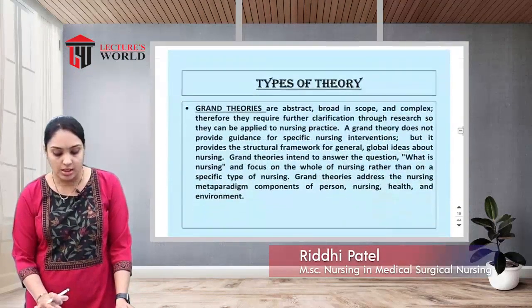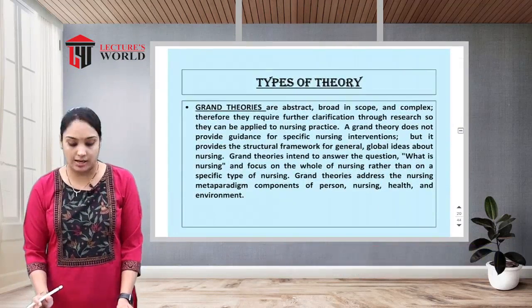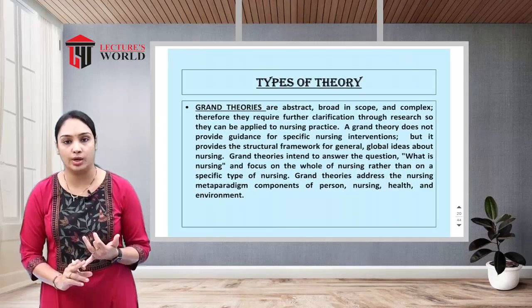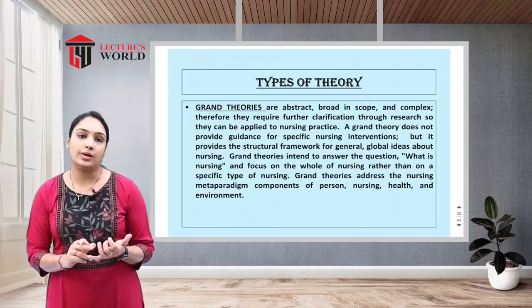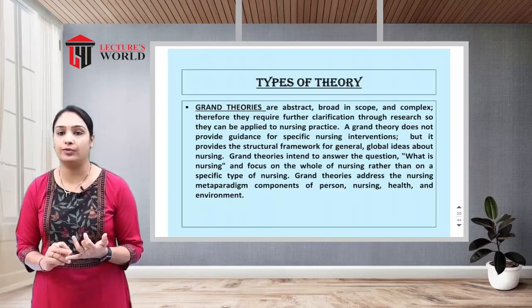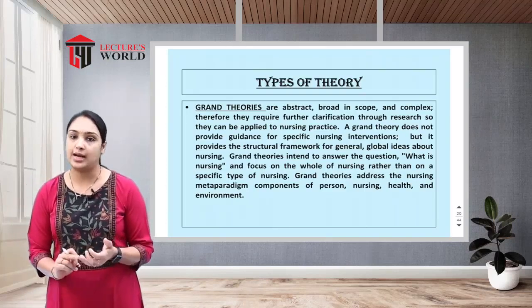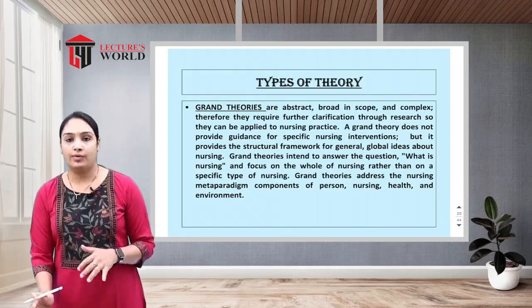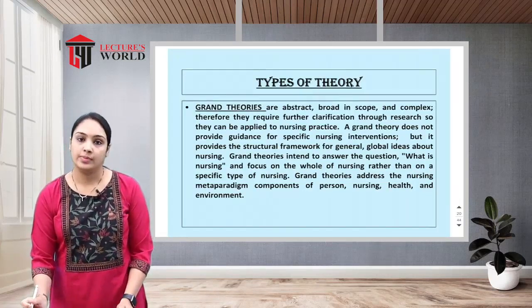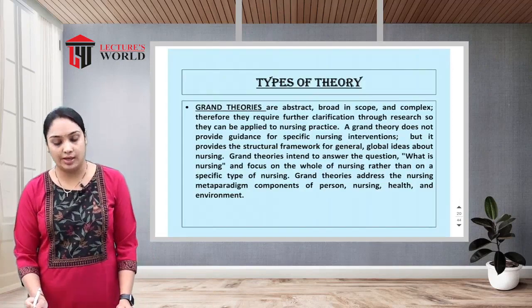In the next session we'll start the types of theory. Up till now we have discussed different terminologies, then the 4 components of theories: concept, phenomena, definitions, and assumptions. And we have discussed the goals of nursing theory models. Thank you. In the next session we'll move to the types.